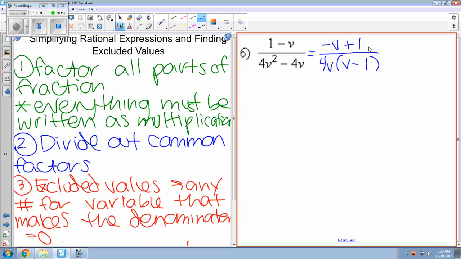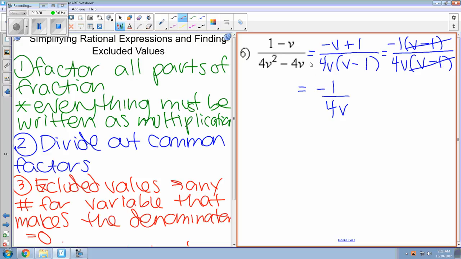Looking at this right here, this is very similar to the bottom, but it's not exactly the same. What we have to figure out is if we can make it the same. And if you notice, these signs are just opposite of these two. To fix that, you can factor out a negative 1. Negative v divided by negative 1 is positive v. Positive 1 divided by negative 1 is negative 1. Then on the bottom, I still have 4v times v minus 1. And now I have common factors, because everything's multiplied, that I can cross off. So your final simplified answer is negative 1 over 4v.